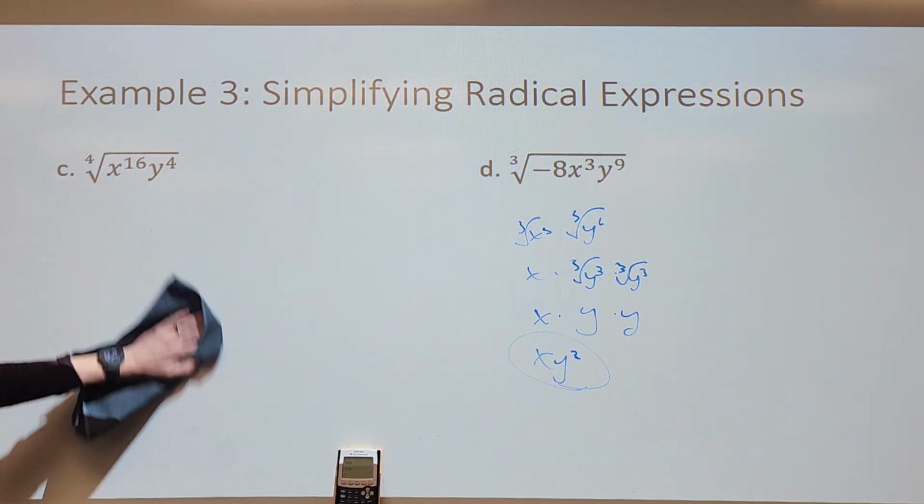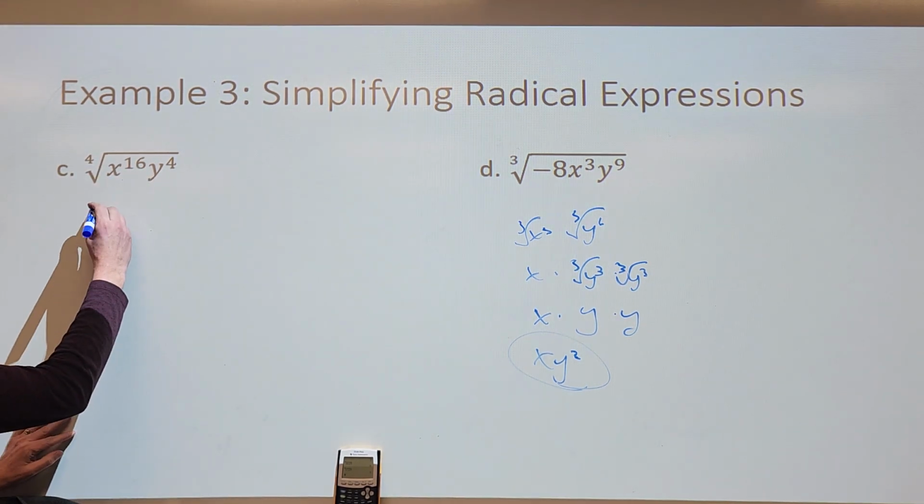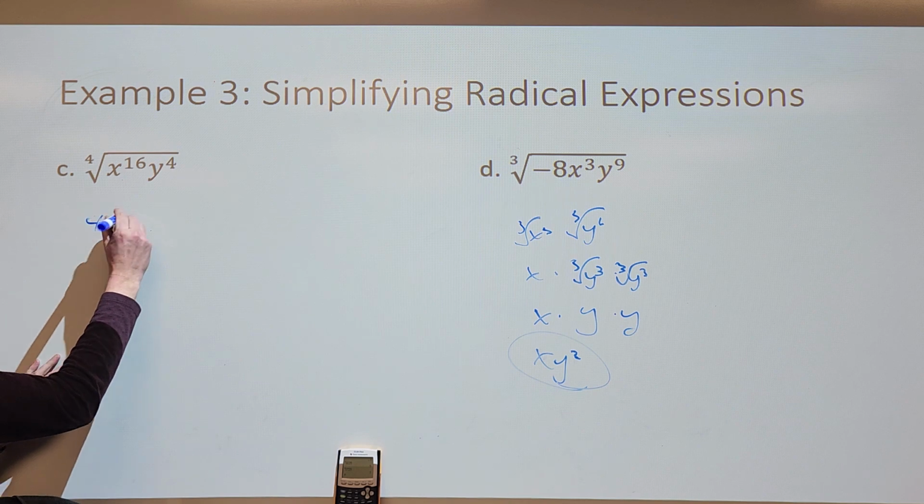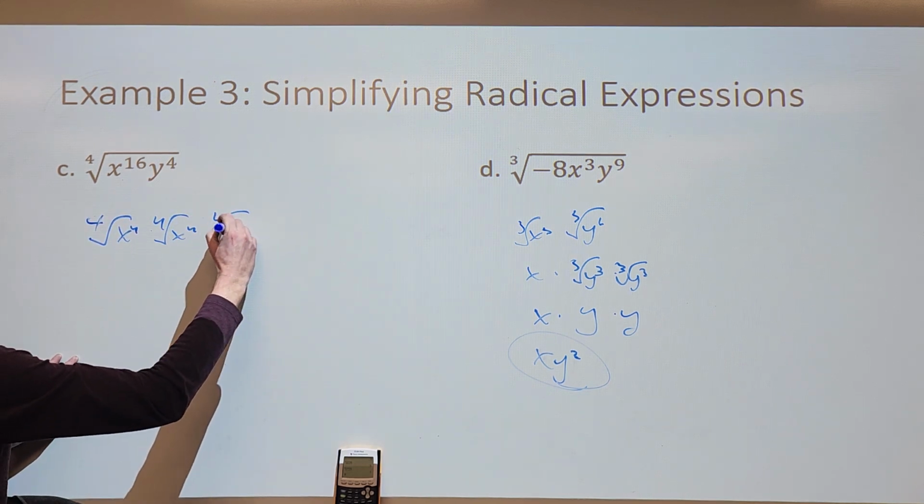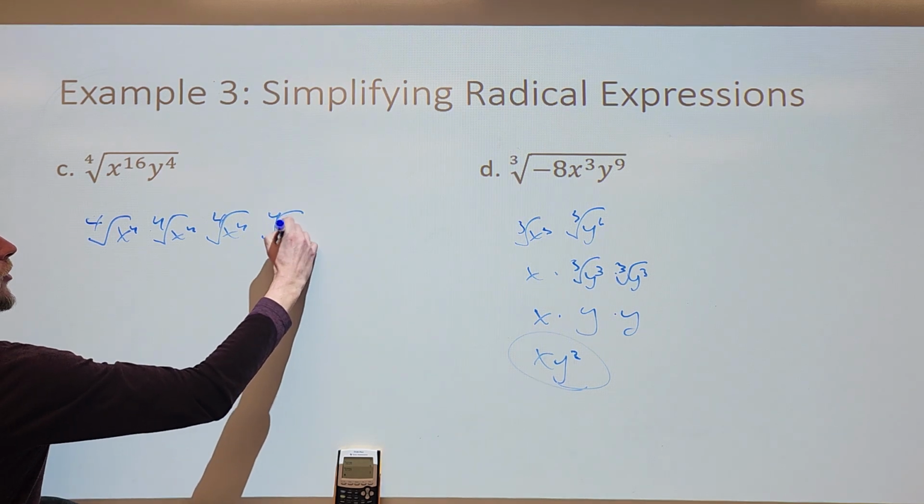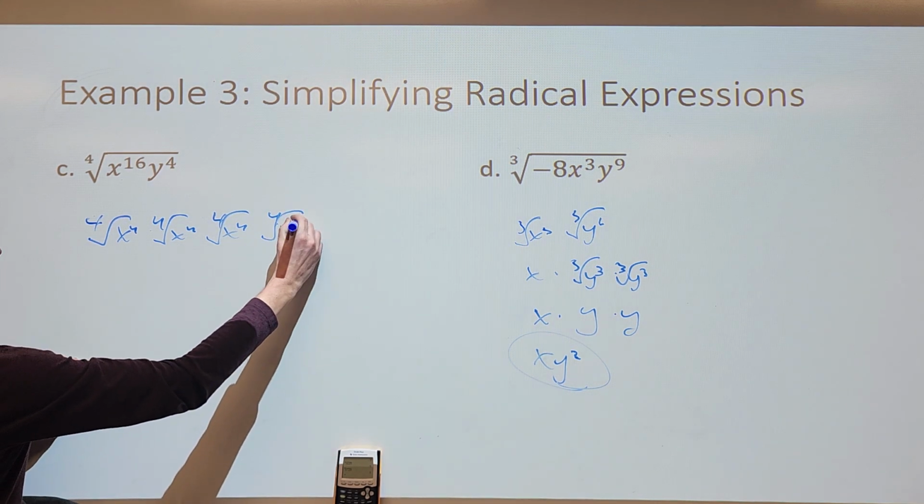Over here, let's keep working here. We've got the 4th root of x to the 16th. So we have the 4th root of x to the 4th, and x to the 4th, and x to the 4th, and x to the 4th. That's a total of 16.